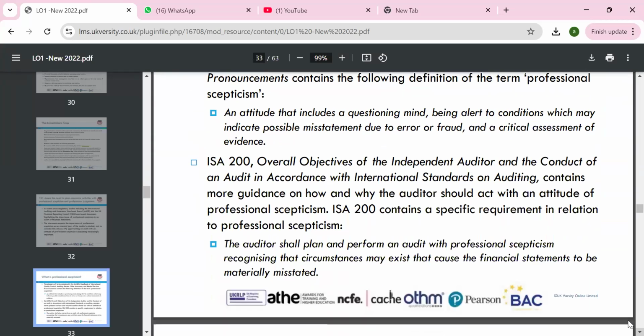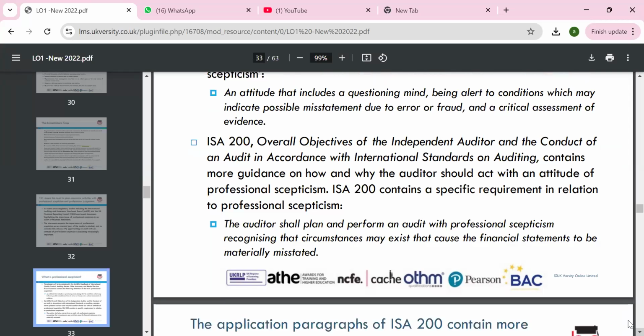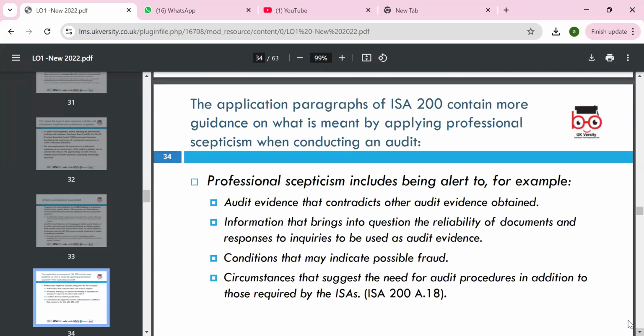So ISA 200 covers the overall objectives of the auditor and the conduct of an audit in accordance with International Standards on Auditing, which contain more guidance. ISA 200 contains the specific requirements relating to professional skepticism. Auditors plan and perform the audit with professional skepticism regarding circumstances that may exist. The application paragraphs of ISA 200 give more guidance.